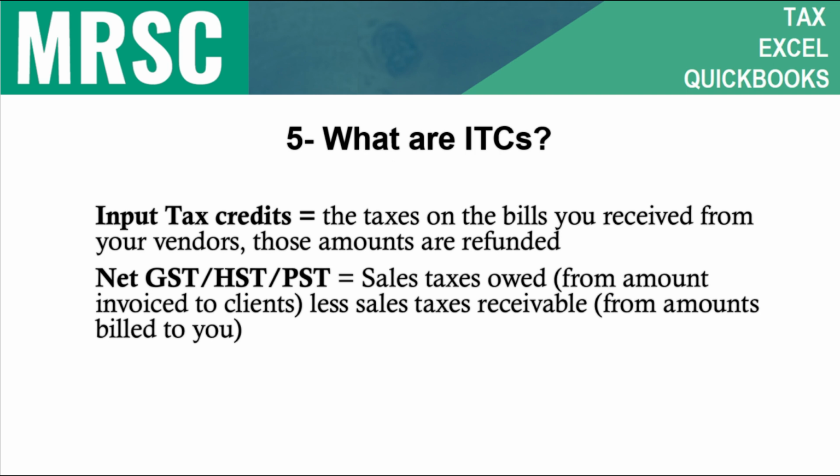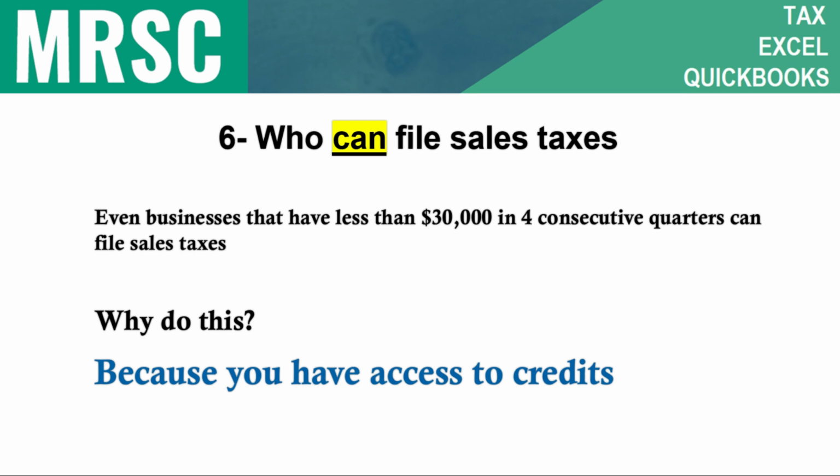What are ITCs? ITCs are an abbreviation for input tax credits, which is basically the amounts of money that you have paid when your vendors or suppliers have invoiced you. So for instance, say your vendor or supplier invoiced you $100 for some kind of product or service they provided. You ended up paying, let's just say the 5% GST was applied, $5 worth of sales tax. That $5 that you paid can be refunded to you. So that means that net sales taxes are the sales taxes that are owed to you less the ITCs, which are receivable.